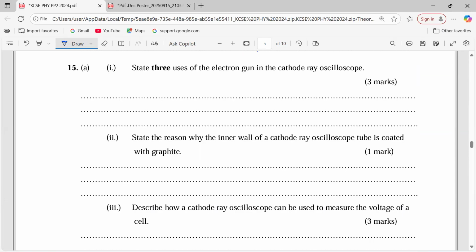Number 15 now, part 1. We are asked to state 3 uses of the electron gun in the cathode ray oscilloscope. So now in the cathode ray oscilloscope, which is also called the CRO, the electron gun has several uses. We have the anode in it, we have the cathode in it, and we have the grid.